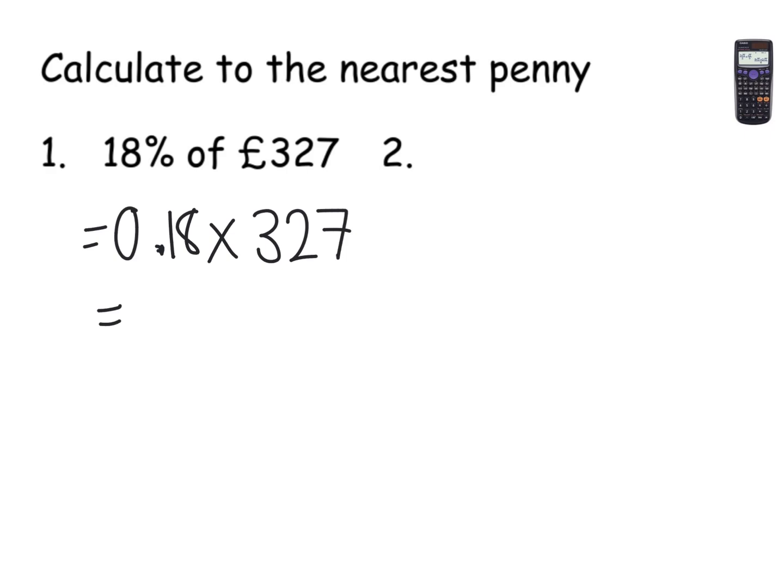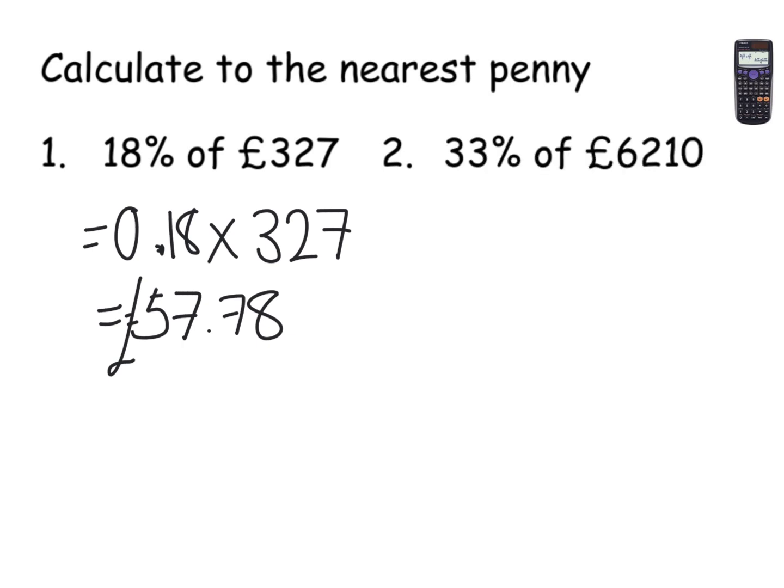You don't even need to type the 0. Do you know on your calculator? You can actually just type in .18 times the amount. So I'm just going to type in 0.18 times 327. And my calculator gives me £57.78. No rounding involved, but I'm hoping there is rounding involved in some of these other questions.